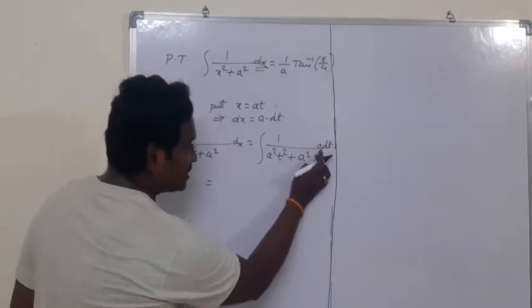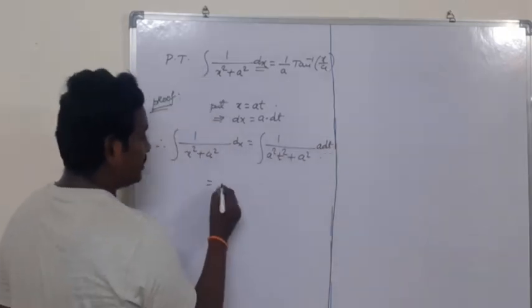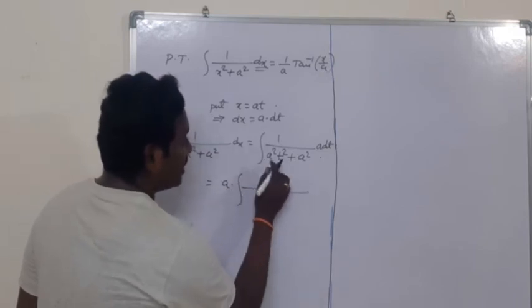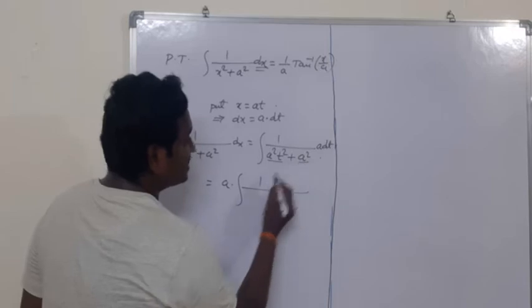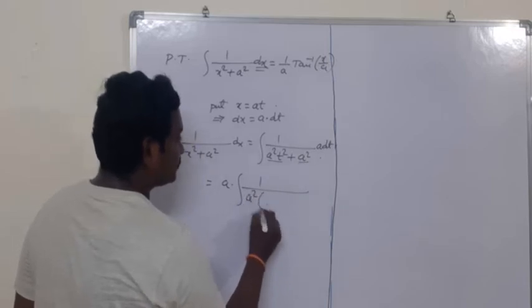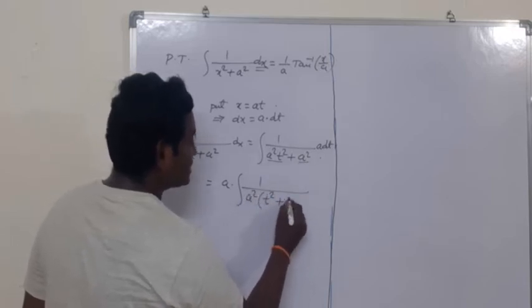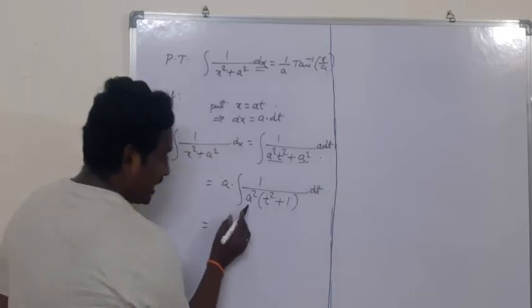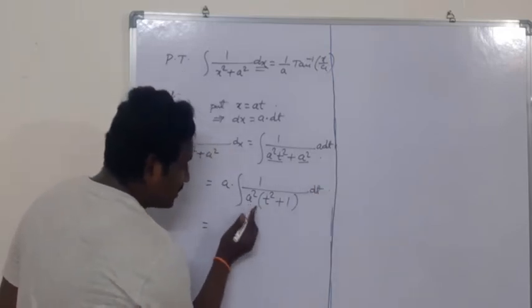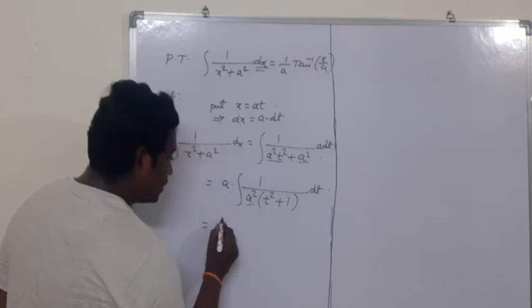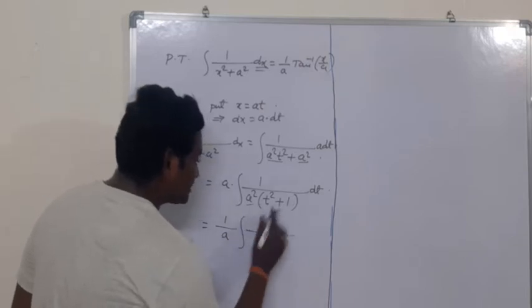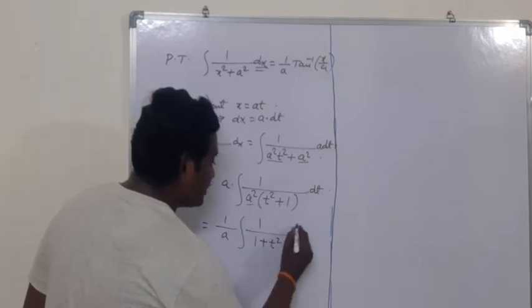So a is the constant term. Take it outside from the integration. And in the denominator we have a square t square plus a square. So a square is the common term. So you will get t square plus 1 into dt. So again here a square is the constant term. Take it outside from the integration. You will get a by a square. a by a square is nothing but 1 by a. Integration of 1 by this can be written as 1 plus t square dt.